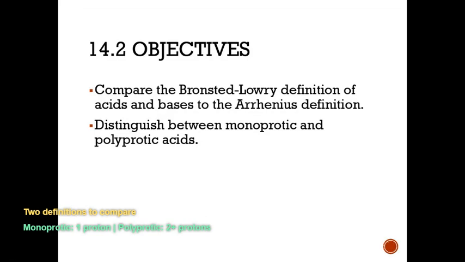Second, we need to distinguish between monoprotic acids, which donate only one proton like hydrochloric acid, and polyprotic acids like sulfuric acid that can donate multiple protons. Understanding this distinction is essential because it affects how we predict ionization behavior and calculate pH.